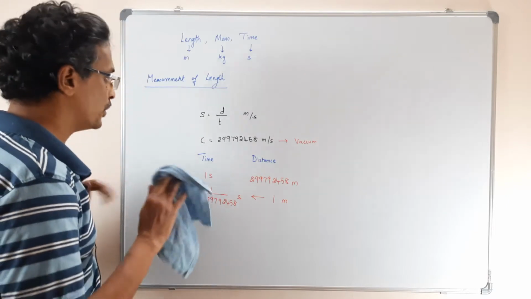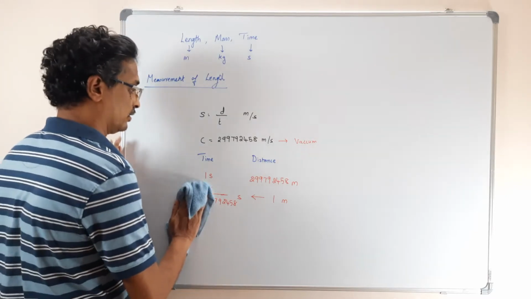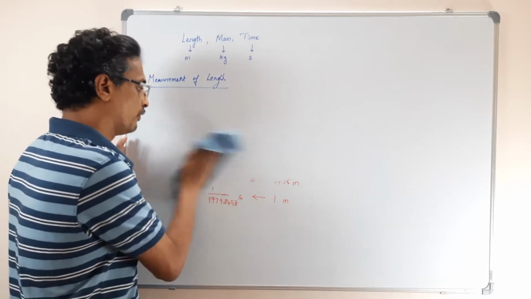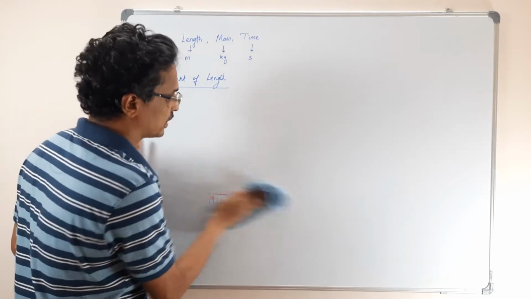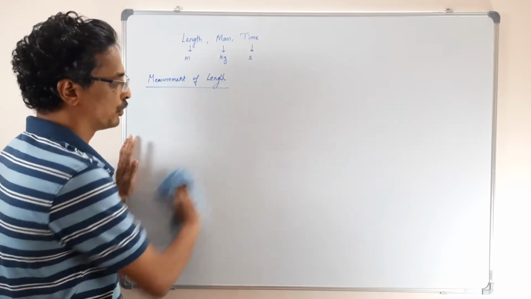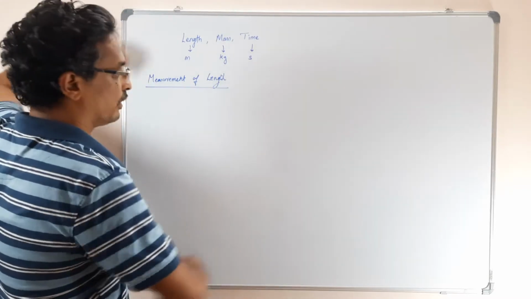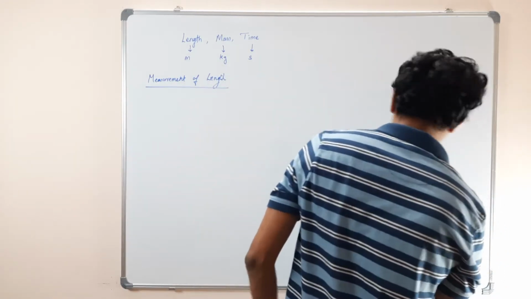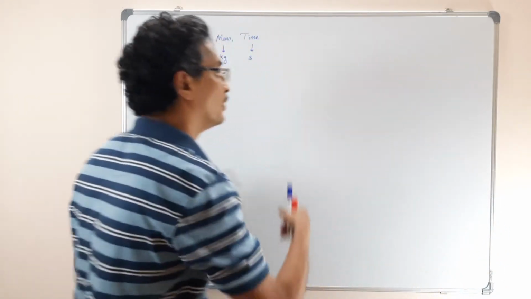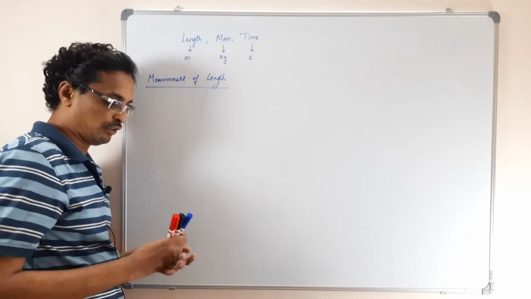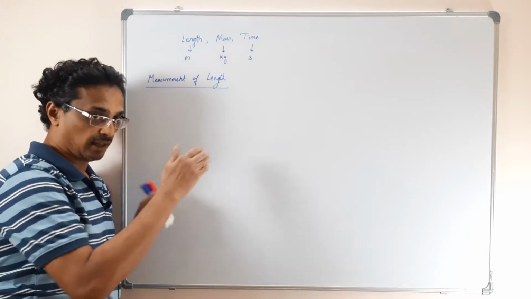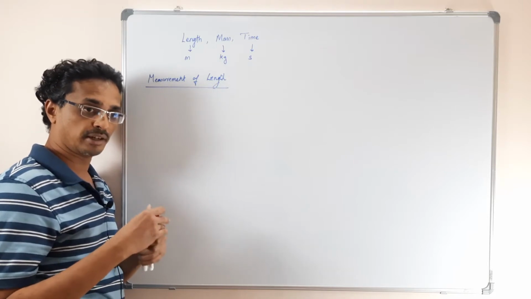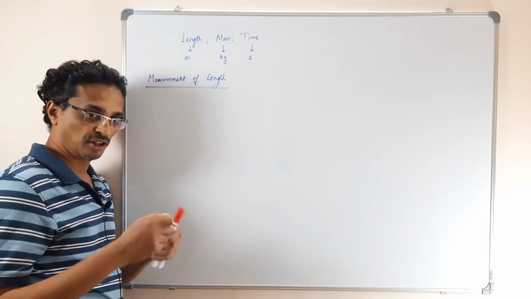So how do we measure the distance, the length? And that is very interesting. For example, if I wanted to measure the length and the breadth of this board, you can always take a scale and measure it. For smaller distances, you can typically use the scale you have and measure the length. But for larger distances, for example, if I ask you what is the radius of Earth, you can't use a scale, okay?